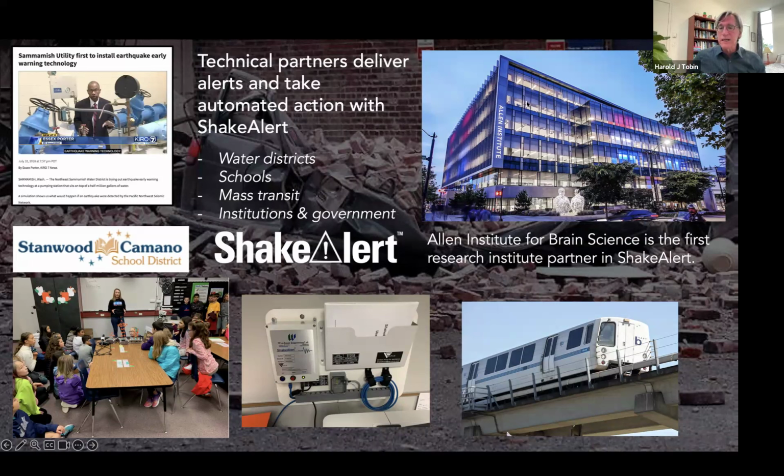Allen Institute for Brain Science is using it to protect all their delicate lab operations. The BART trains in the Bay Area, we would love for that to happen with light rail around here. We're not quite there yet. Stop the trains and so on. So all these things happen.